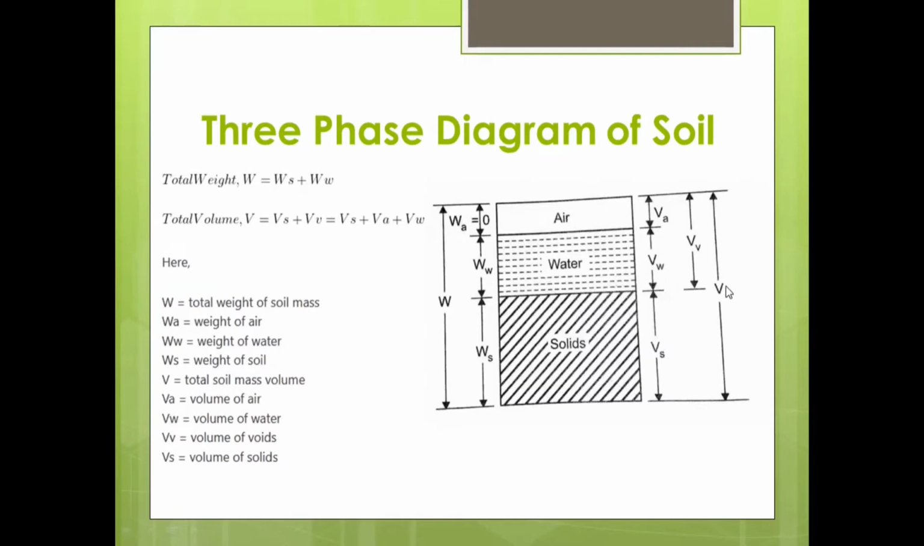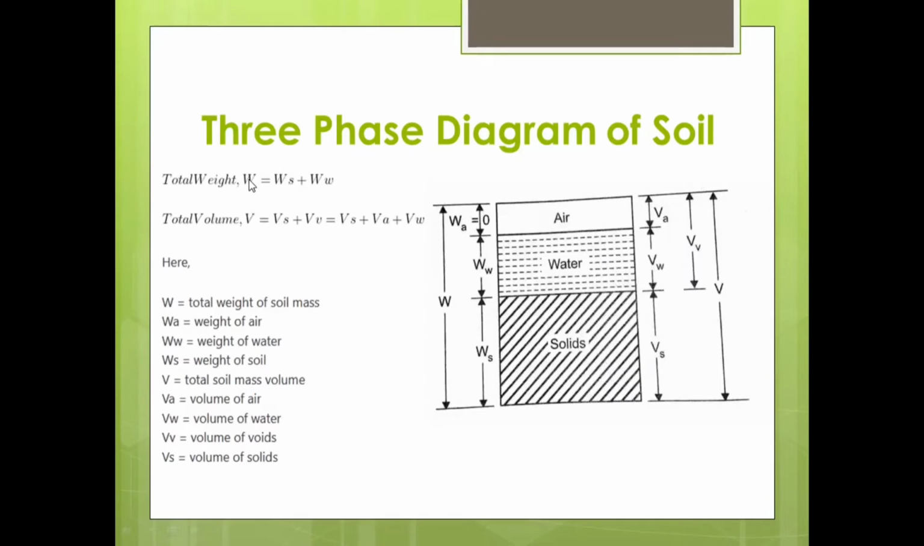It means if you want the volume of soil mass, it can be divided among two parts: volume of solids plus volume of voids. Voids will be occupied by water and air partially. Okay, it will be occupied partially. So the overall volume of soil mass will be volume of solids, if you can see here, plus volume of air plus volume of water.